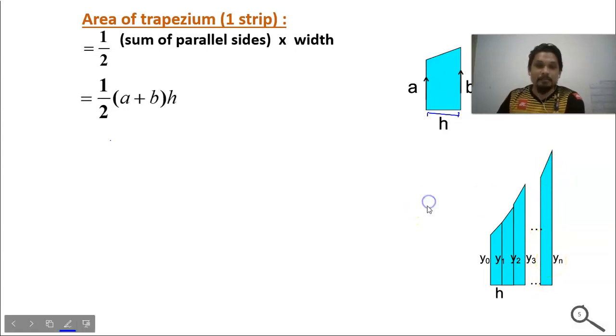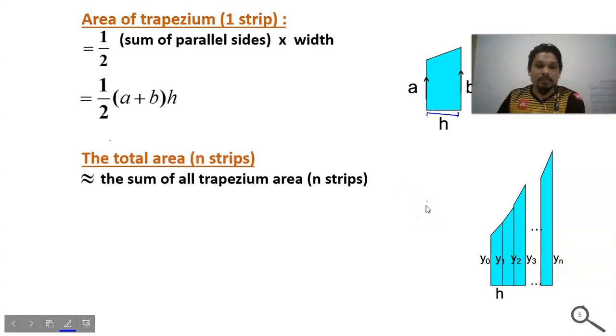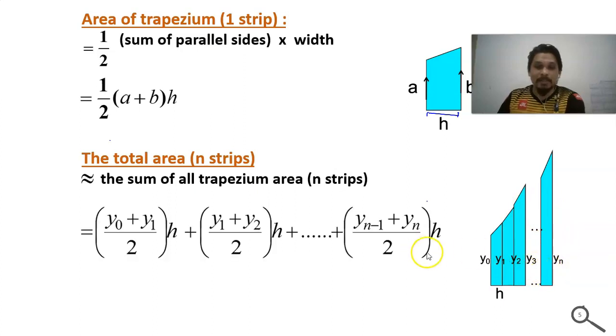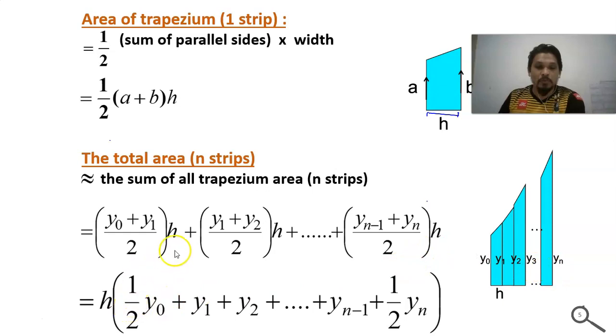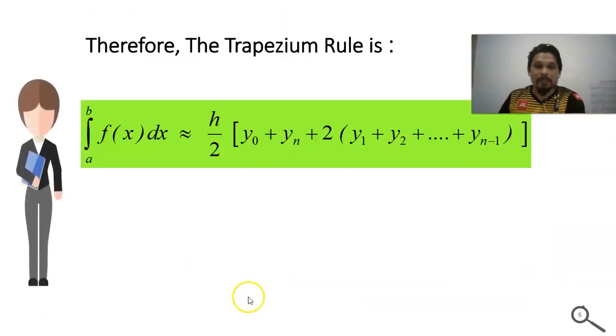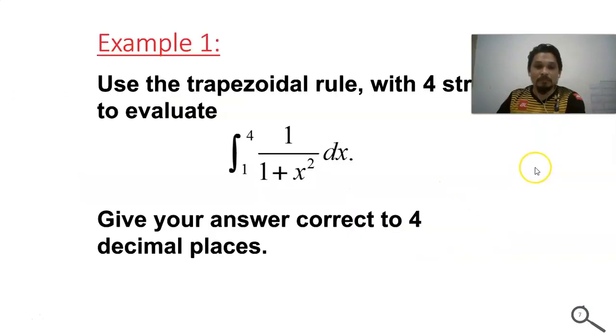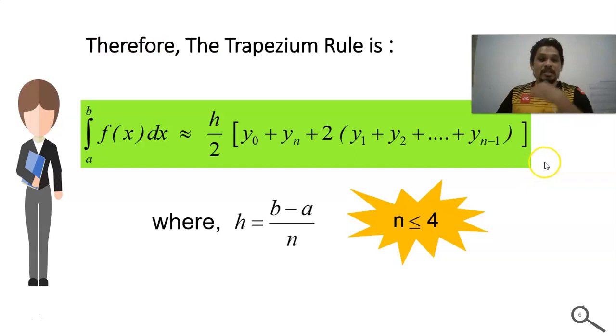The total area of the n strips is the sum of all the trapezium areas: area 1, area 2, area 3, until the final area. Then we simplify all this. Therefore, the trapezium rule here is as follows, where n is less than or equal to 4.